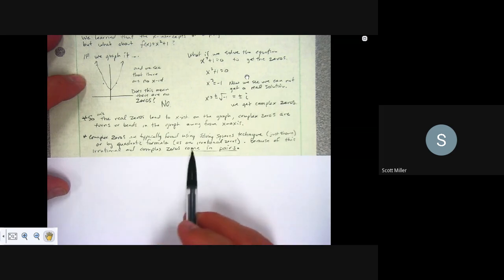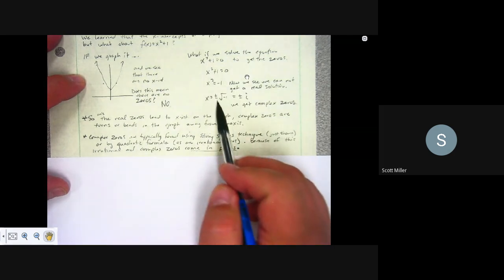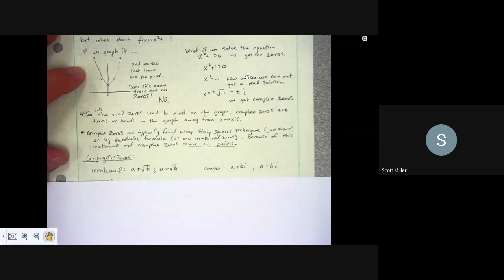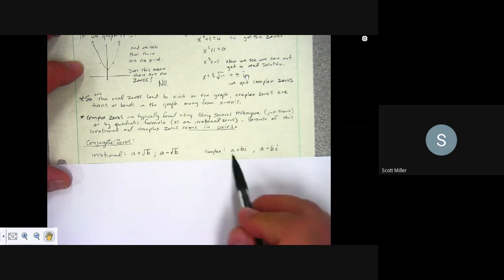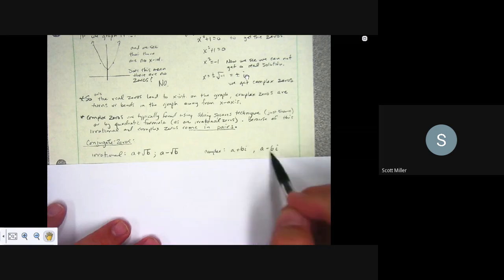Because of this, irrational and complex zeros come in pairs. From the quadratic formula, or solving the squares, you're going to get this plus or minus, meaning you're always going to get two solutions. They come in pairs. They're called conjugates. For irrational zeros, it's of this format: a plus the square root of b, a minus the square root of b, and for complex, a plus bi, a minus bi. So if you have one of these, then you have both of these, because you can't have just one. They come in pairs, so we want to keep that in mind as we do this.